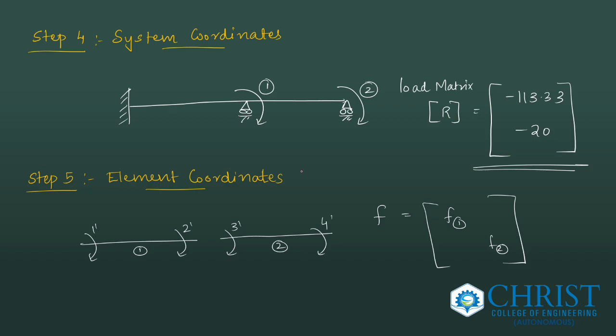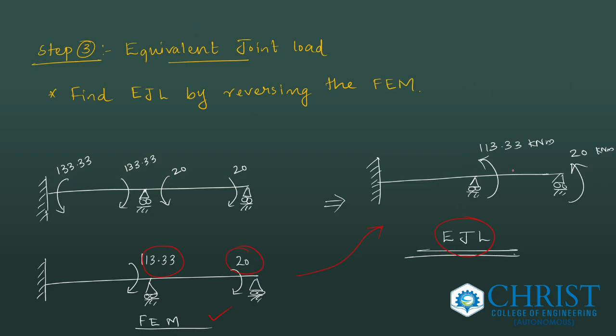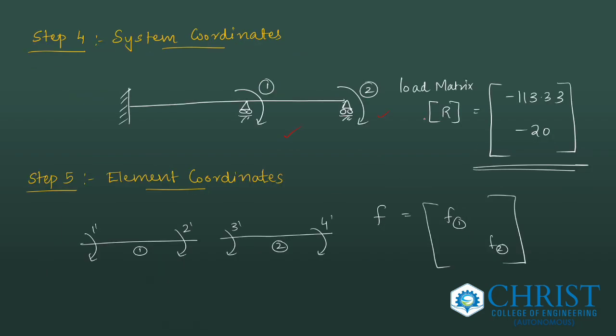Fourth step is system coordinate. I define system coordinates 1 and 2 in clockwise direction, and check with the equivalent joint load. That is, equivalent joint loads are anti-clockwise. So I define the load matrix as minus in both cases: minus 113, because it is opposite to the first system coordinate, and minus 20 because it is opposite to the second system coordinate.